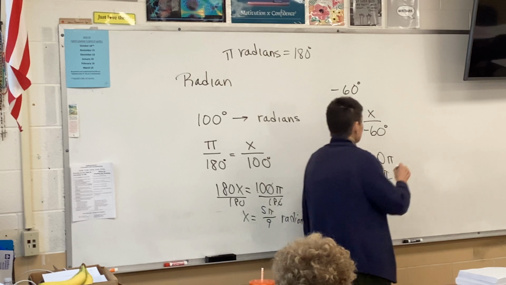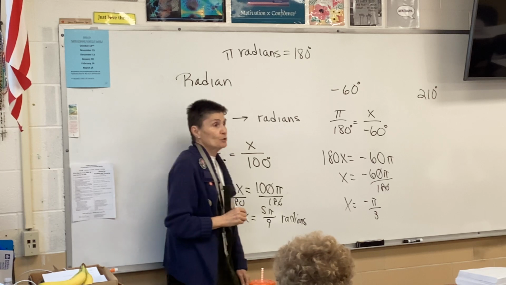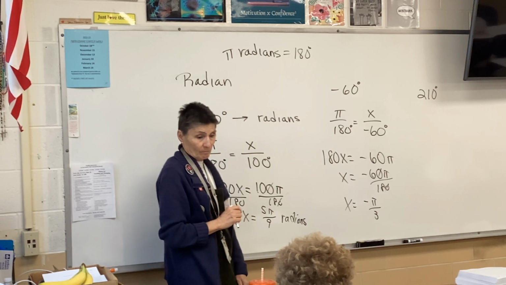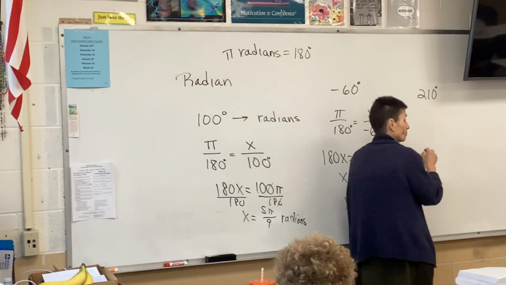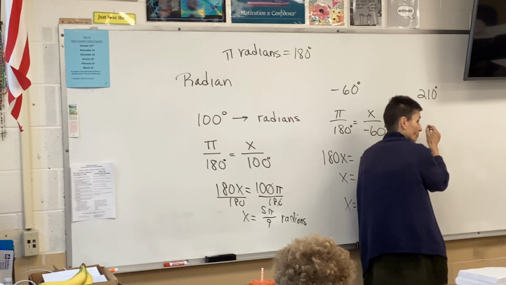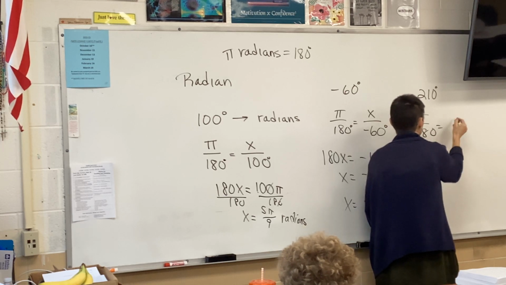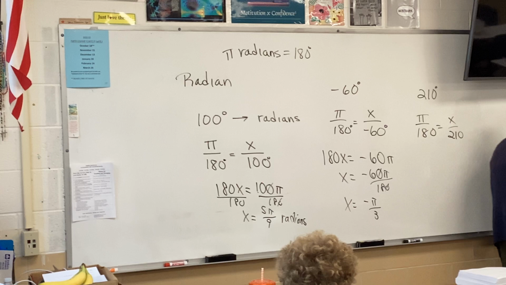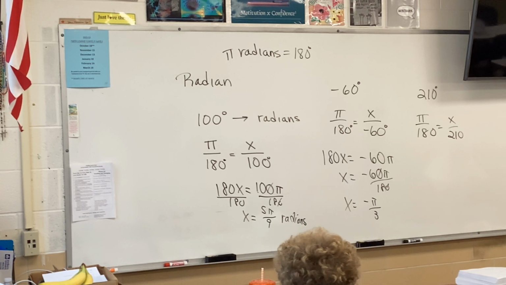And the last one, 210 degrees. All right, try this one on your own. What's the setup going to be for 210 degrees? Pi over 180 equals x over 210. Is that okay with everybody? All right, go ahead and cross multiply and see if you can reduce your fraction.